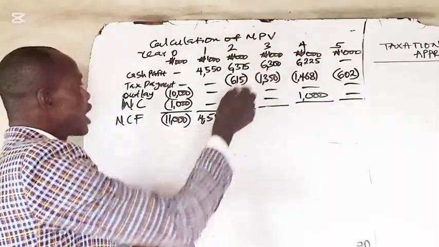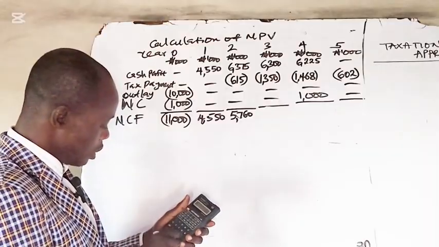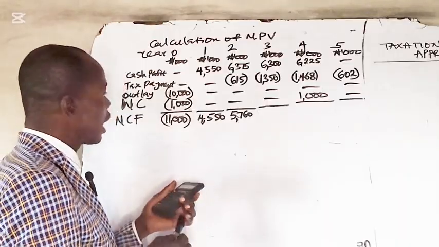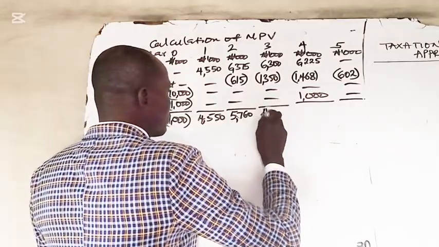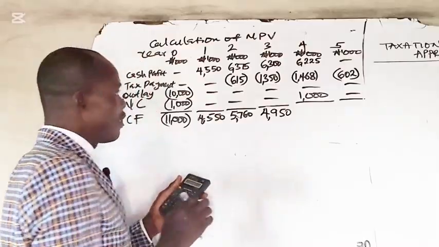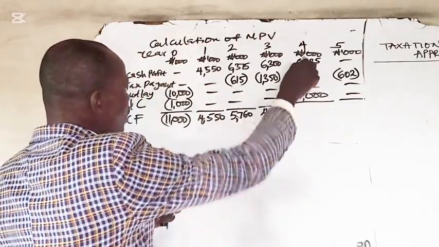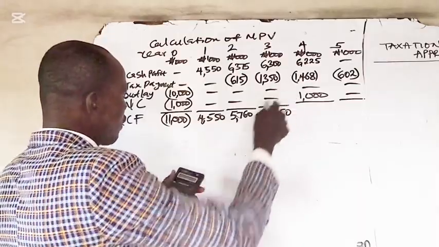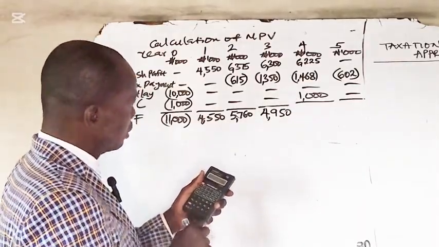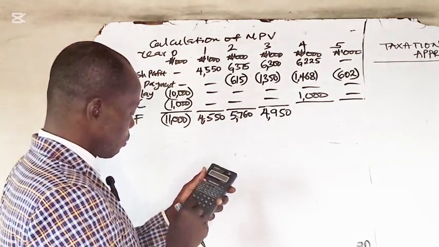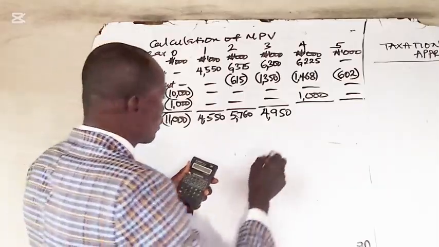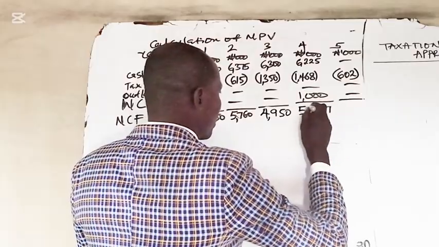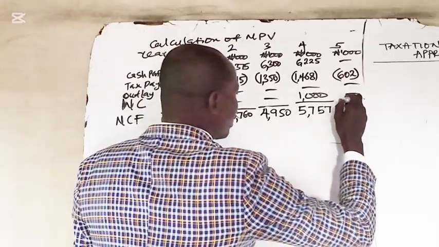Then year 3, 6,300 minus 1,350, and that is a total of 4,950. Then for year 4, 6,225 minus 1,468 plus 1,000, and that is a total of 5,757. For the 5th year, you have minus 602.